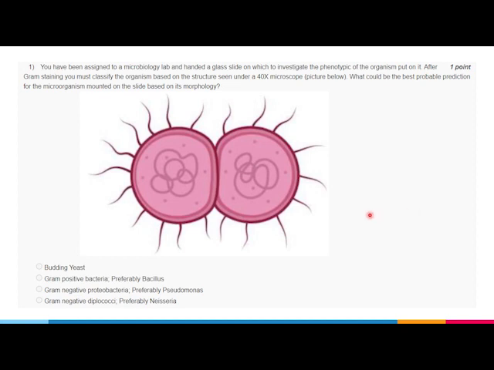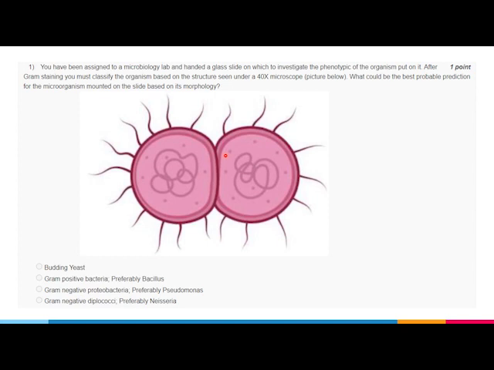So, let us start with the first question of today. This is a previous year's question, and the question says, you have been assigned to a microbiology lab and handed a glass slide on which to investigate the phenotype of the organism put on it. After gram staining it, you classify the organism based on what you see at a 40x microscope. What could be the best probable prediction for the microorganism mounted on the slide based on its morphology?